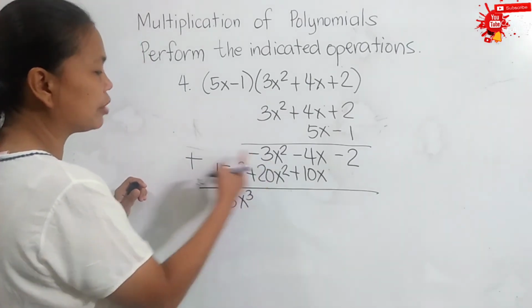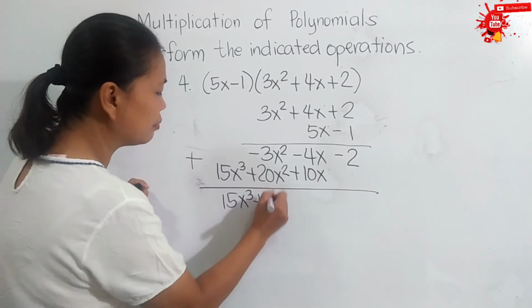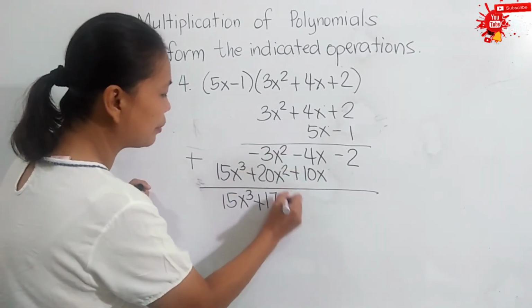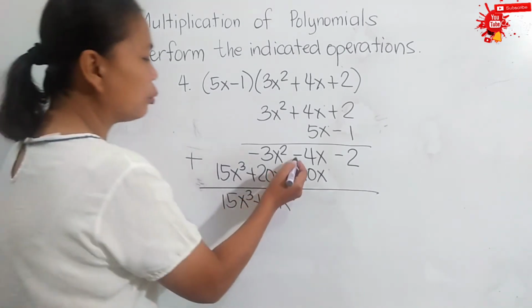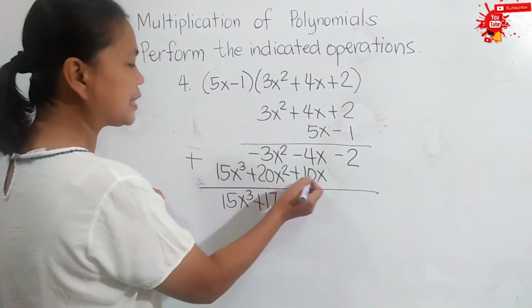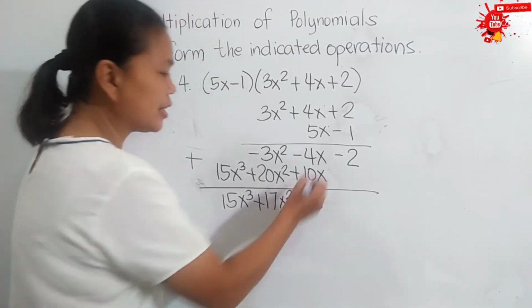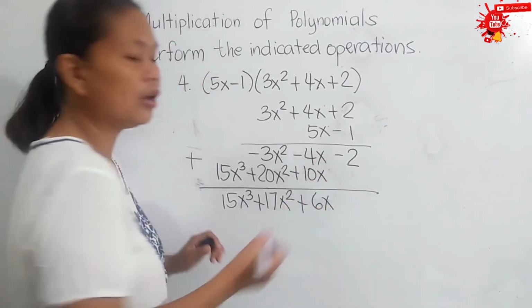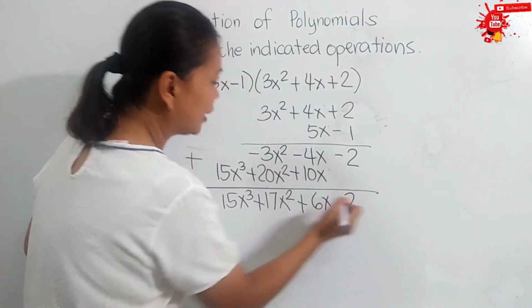Then what is negative 3 plus positive 20? So we have positive 17. Then we just copy the literal coefficient, which is x squared. Then what is negative 4 plus positive 10? So we have here positive 6. Then we just copy the literal coefficient, which is x. Then bring down negative 2.